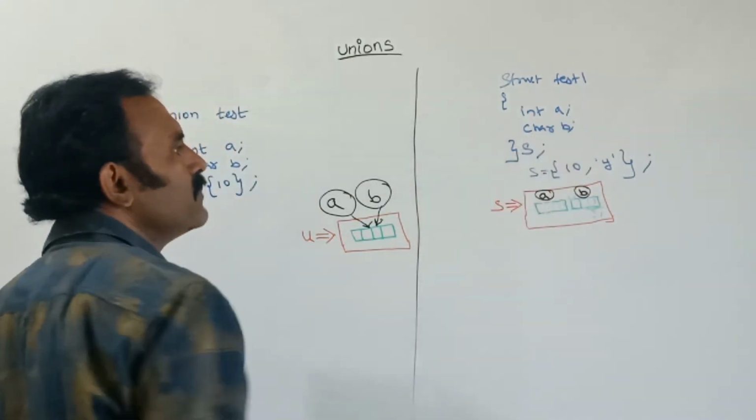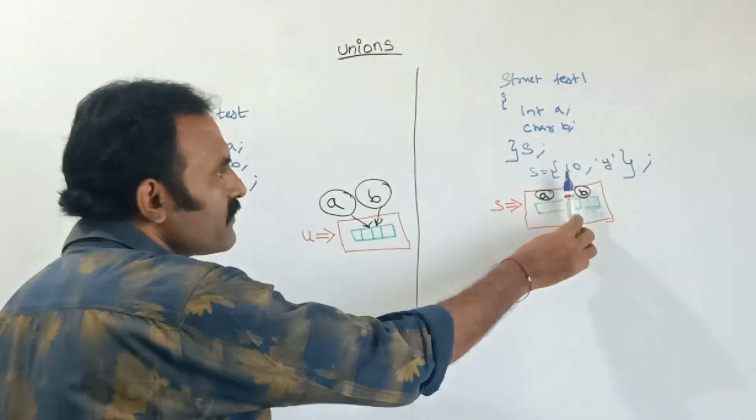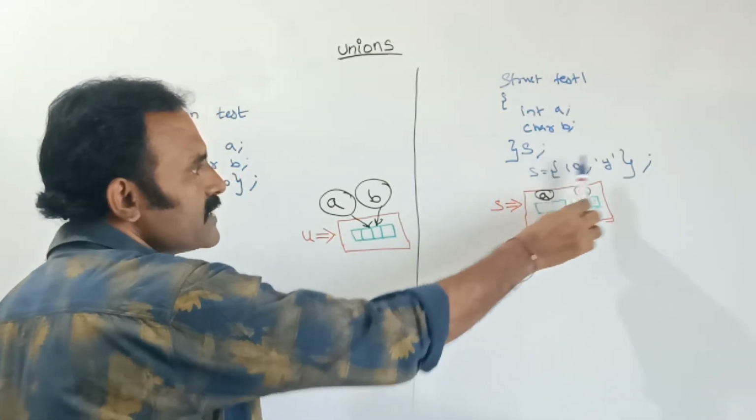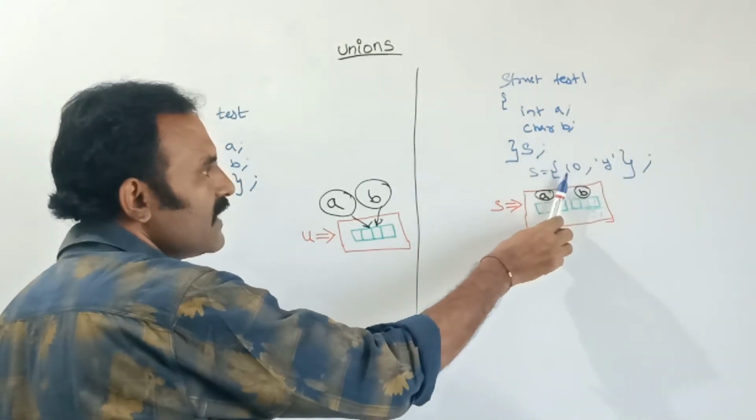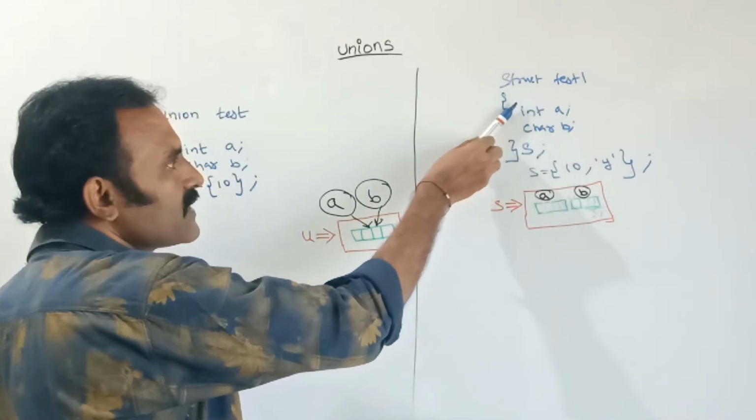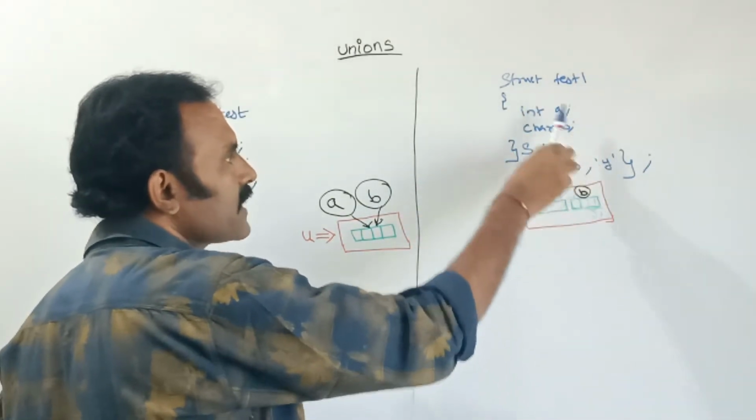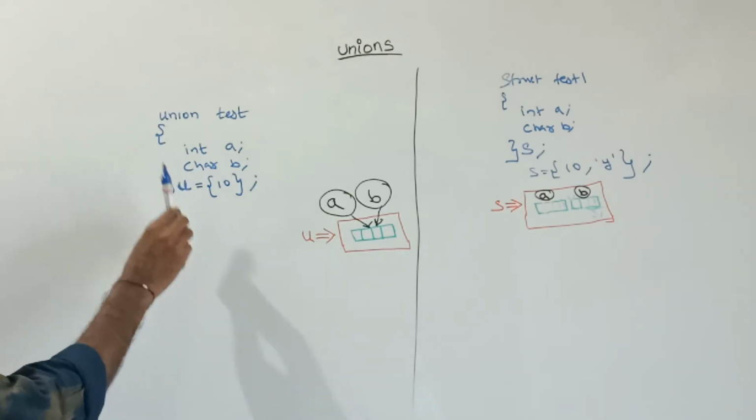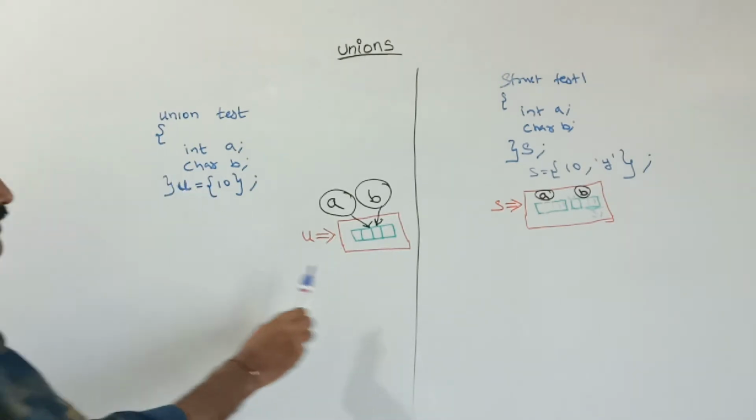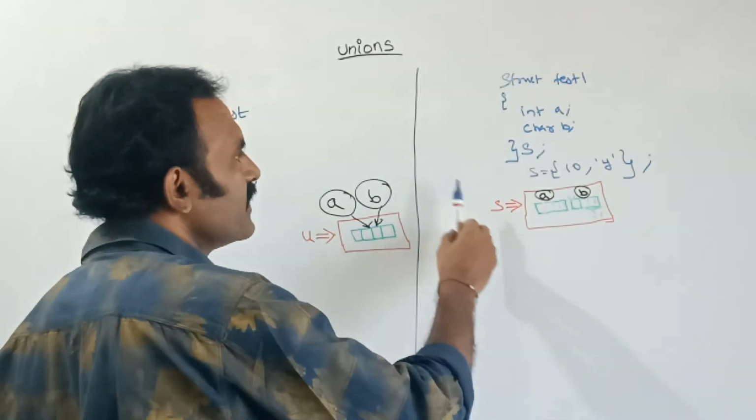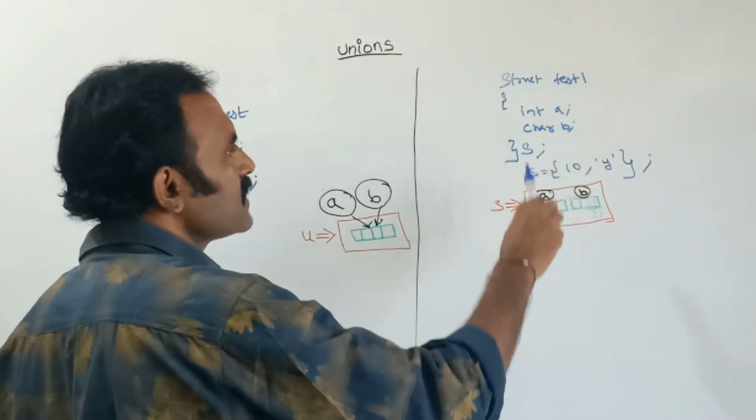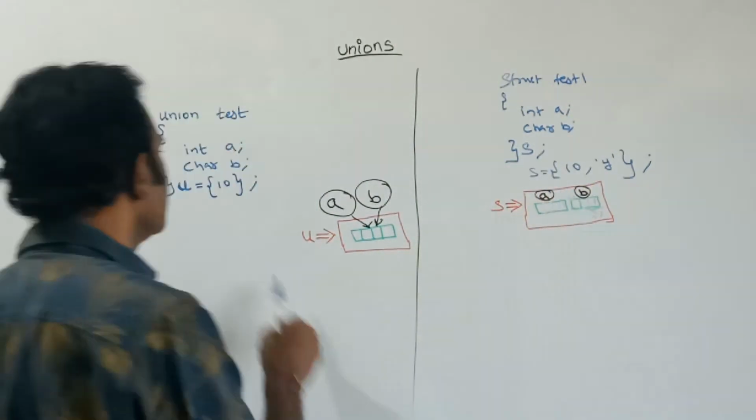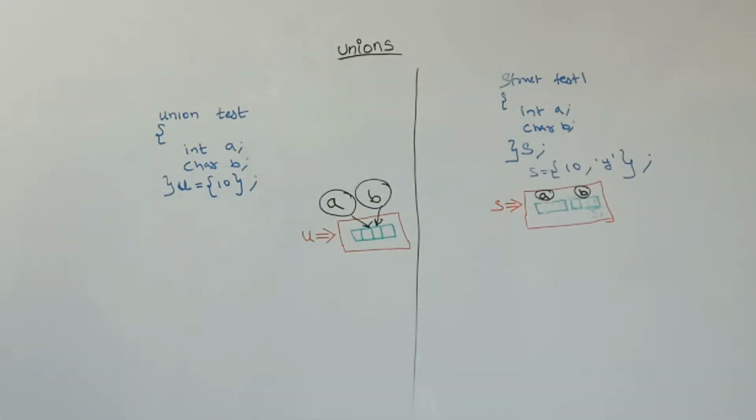Stored to character B. The very first value within this brace will be assigned to the first member, after that the second member. So this is the difference. Here we can give the value to only one member, but in the structure we can give all the members at a time. We can initialize the values. Here we should give only one value. This is the main difference.